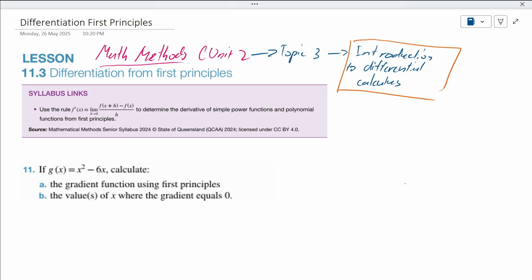This is from the Jacaranda Year 11 Math Methods textbook, and the syllabus link we're focusing on today is using, which is our cognitive verb here, the rule of f of x equals the limit as h approaches 0 of f of x plus h minus f of x, divided by h. So we're going to be using this rule here. It may not make much sense at first, but we'll dive deeper into that later. Another cognitive verb is to determine: determine the derivative of simple power functions and polynomial functions from first principles.